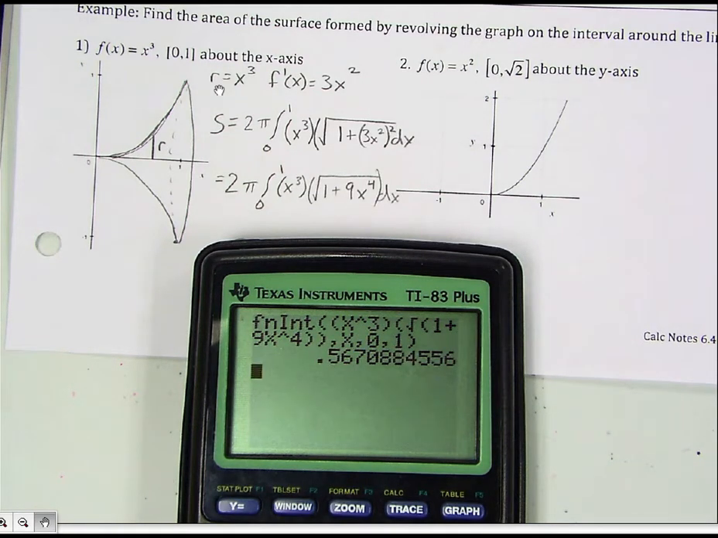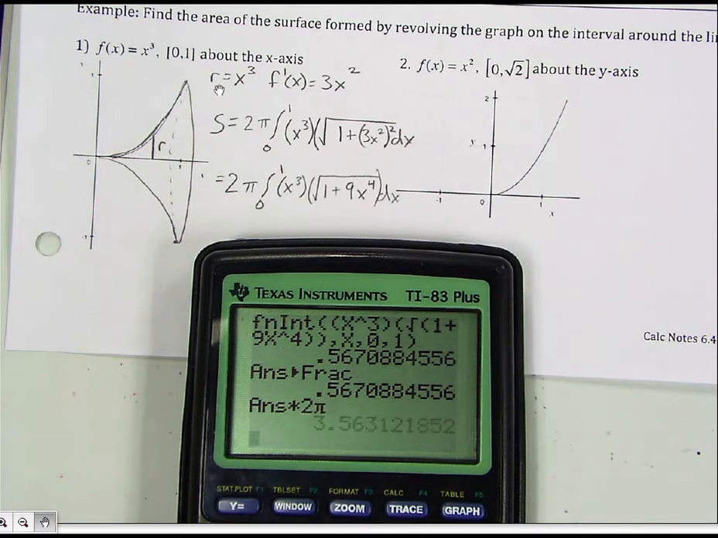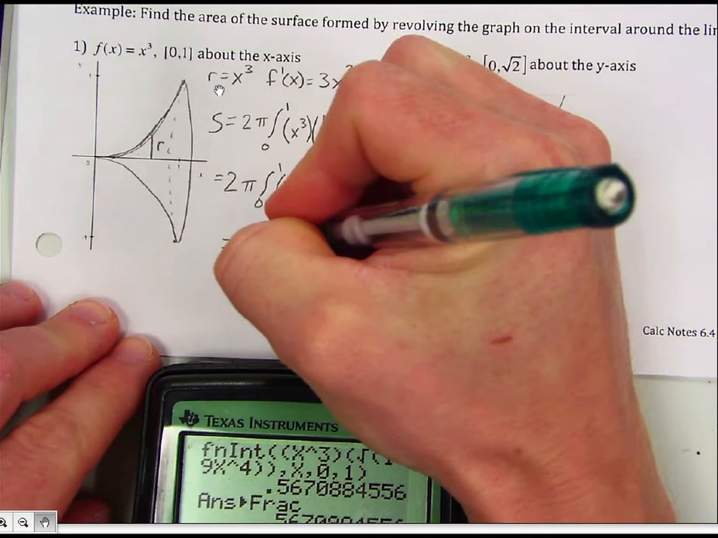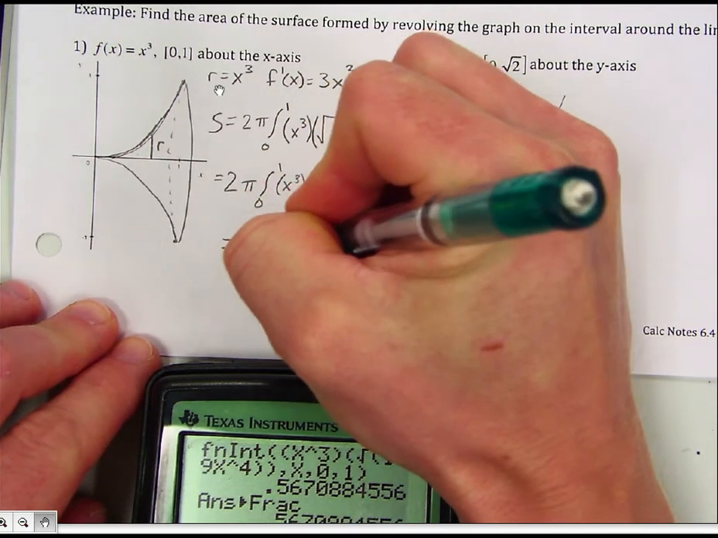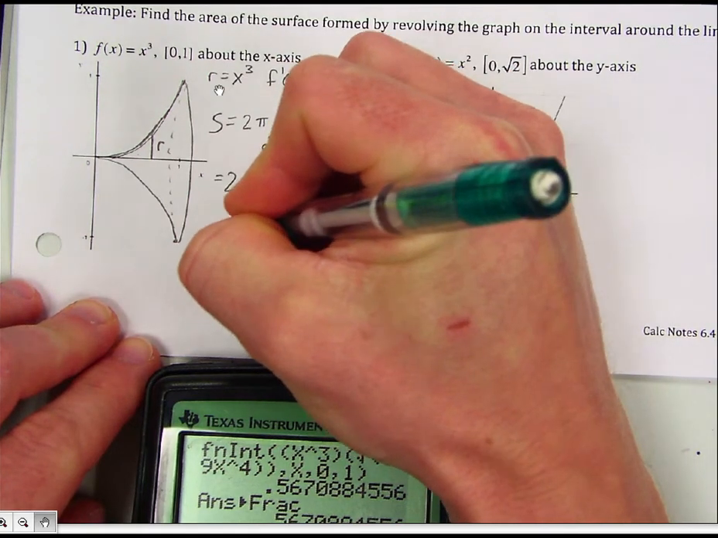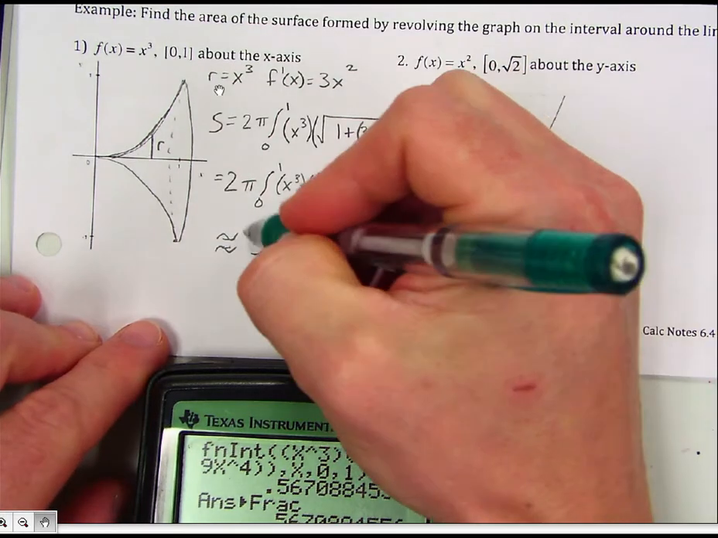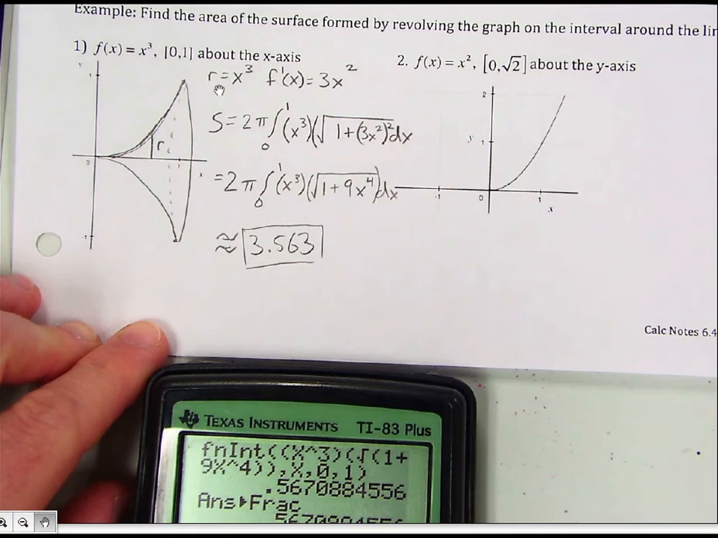Okay. Now we could see if that's going to be a fraction, and it's not. And so now just go ahead and multiply by 2 pi. We get 3.563. And of course this would be measured in square units, whatever those happen to be. All right.